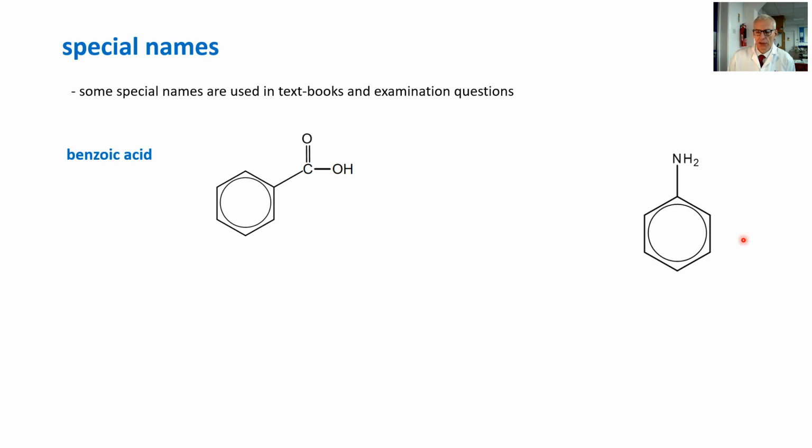What's the name of this? Pause and think about it. Okay, so this is phenylamine. So we've got an amine group and a phenyl substituent. Instead of NH3, we have a benzene ring, so phenylamine. Most chemists would say phenylamine.